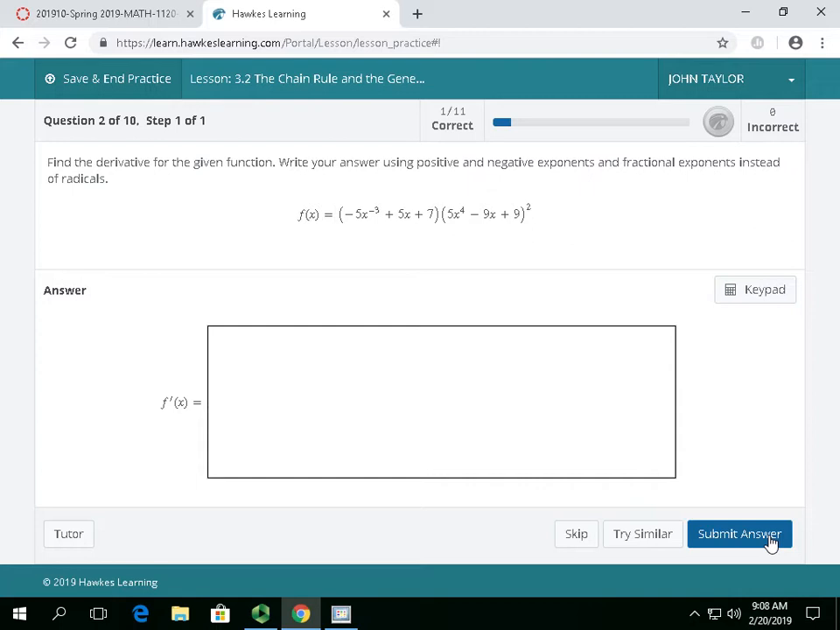First rule: stop, pause, hesitate, and ask yourself, what rule am I going to use to take the derivative of this thing? What's the big picture? This is a product. Yeah, I see a little chain at the end there, but the big picture is that big old times in the middle.